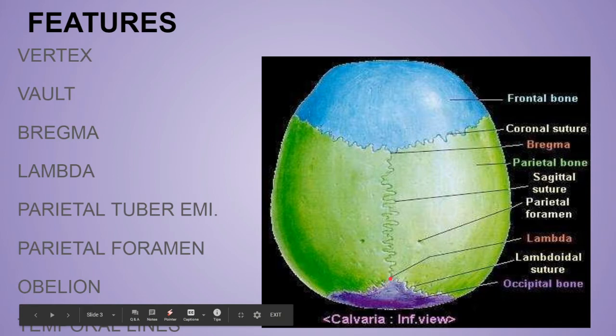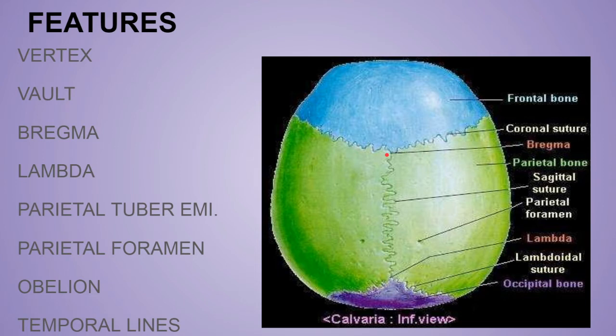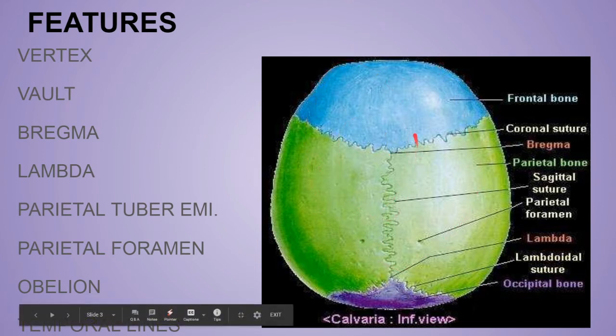So remember, we have mainly two fontanelles in the norma verticalis, that is the anterior fontanelle and the posterior fontanelle. The anterior fontanelle is the bregma, which fuses at around 18 to 24 months, and the posterior fontanelle, the lambda, will fuse after 3 to 4 months of birth.